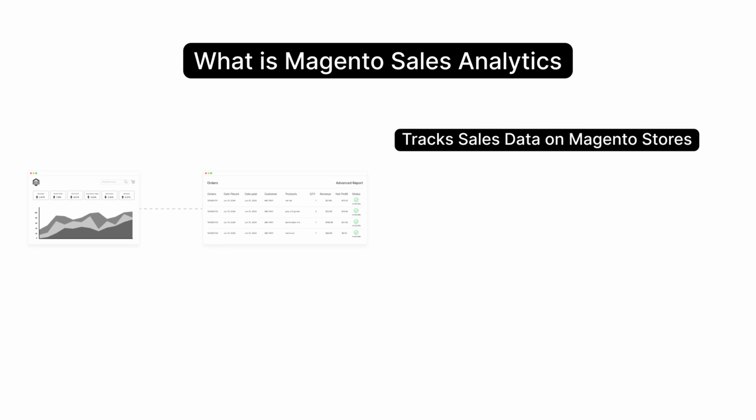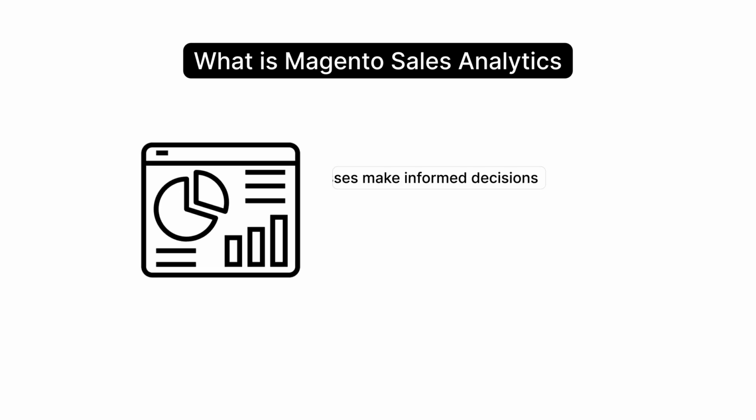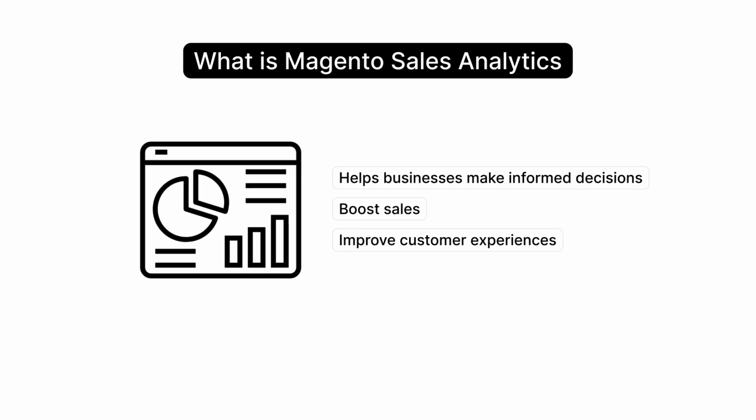Magento Sales Analytics tracks sales data on Magento stores. It collects data on sales, customer behavior, and store health. This data helps businesses make informed decisions to boost sales and improve customer experiences.